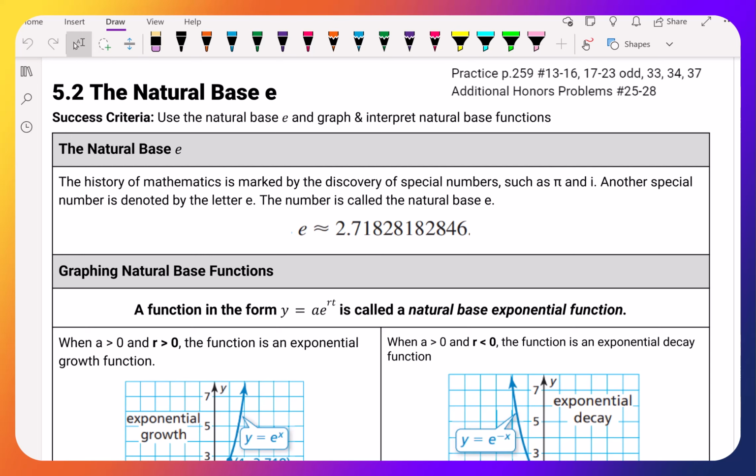Hello! In this video, we're going to talk about the natural base e. This is lesson 5.2 from your textbook. So natural base e is an actual irrational number, just like pi.